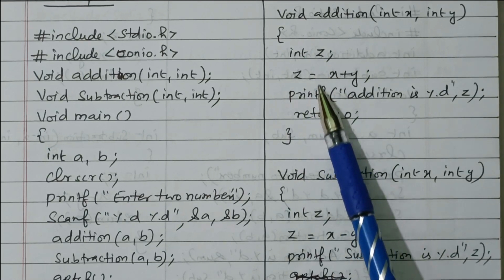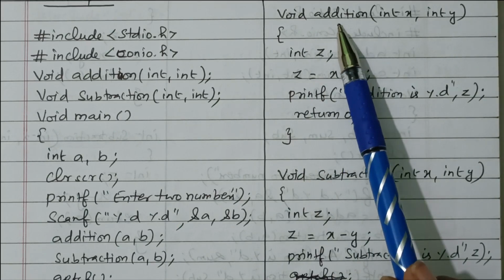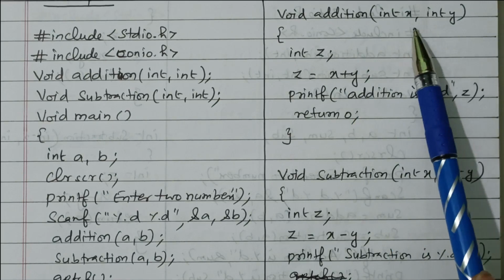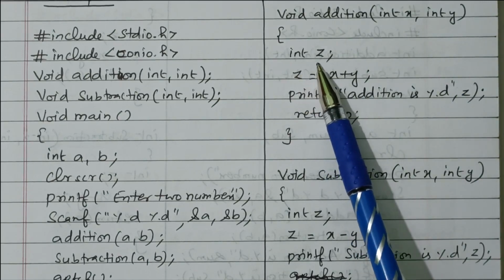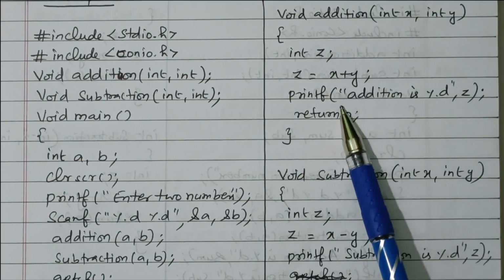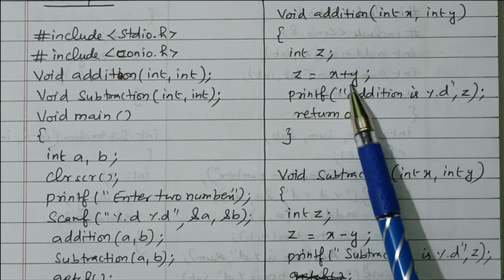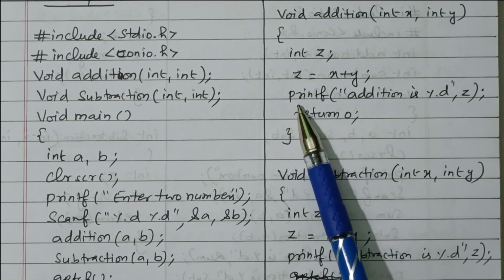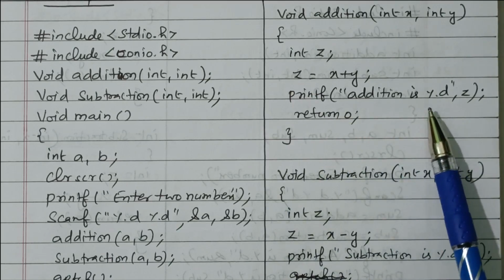What statements do we need to have inside the function? The function name itself is addition. We need to add the two numbers which are available from the main program. So we declare one more variable, int z. This is a local variable applicable only in the function. So z equals x plus y, because in addition we are adding these two numbers and will store the result in z. Now there is no return type. This function will not return.